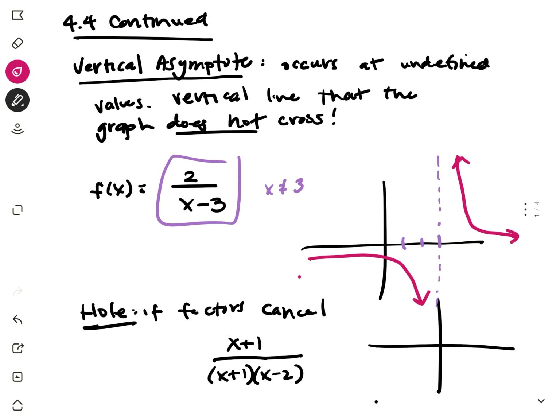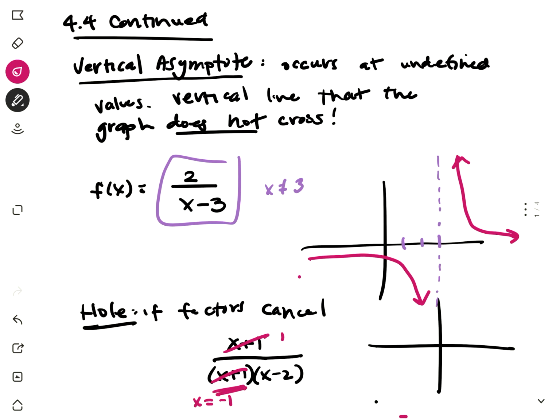Now, not to be confused with a hole. If we have something where our factors can cancel, so look at x plus 1 over (x plus 1)(x minus 2), what would happen in this case is our x plus 1s would cancel. We still have a 1 technically in the numerator. So if they cancel, where x is equal to -1, because -1 plus 1 is 0, there'd be a hole there.